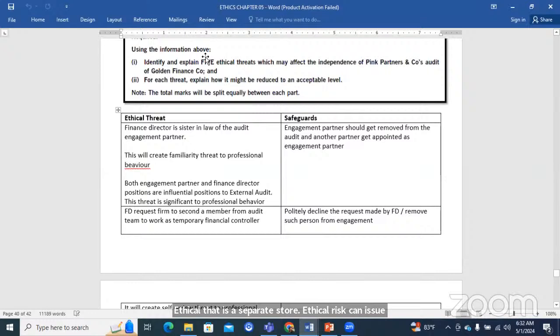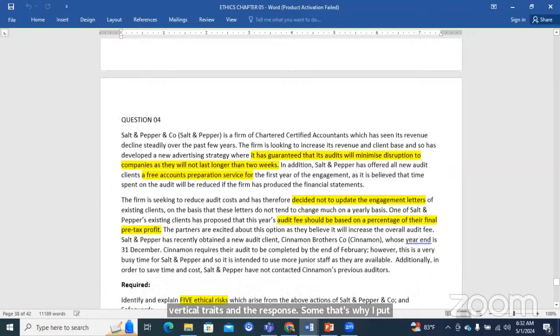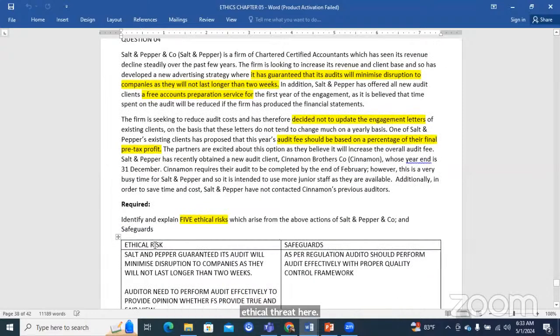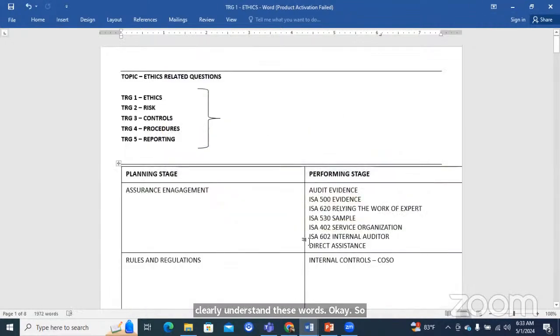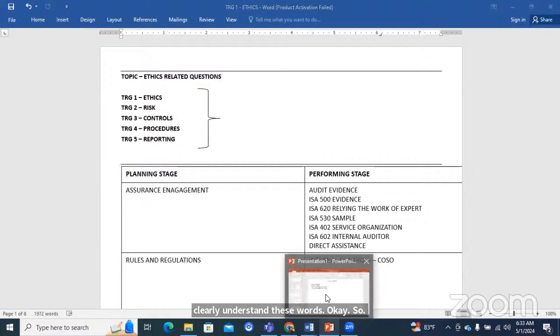Question 5, ethical threats. Some questions use the verb ethical threats and the response. That's why I put ethical threat here. Some questions I put what? Ethical risk. So you should clearly understand these verbs. So some questions, yes, ethical threats. Some questions, ethical risk. We'll discuss this.